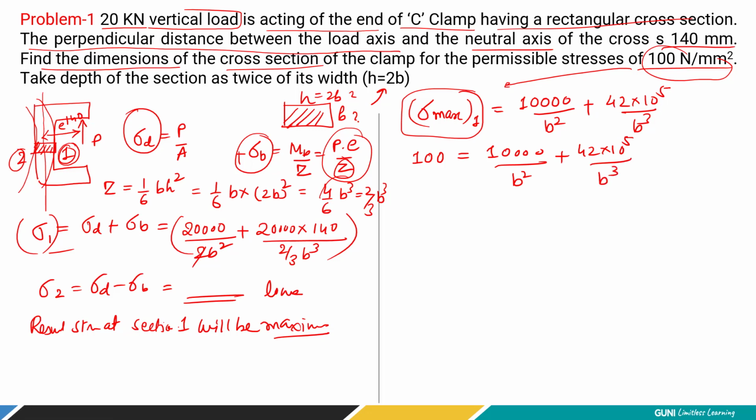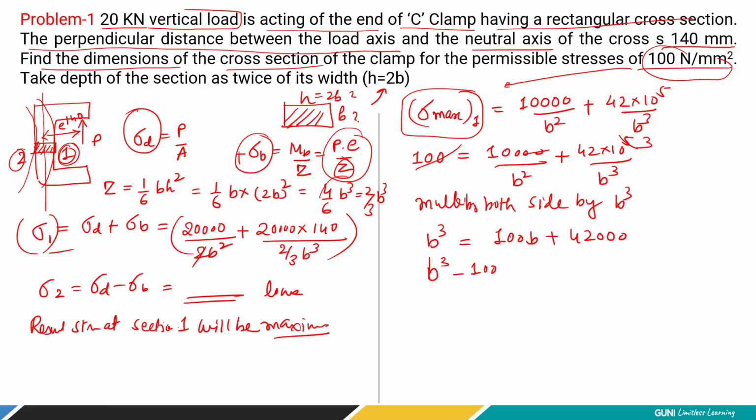Okay. Now let's simplify. Let's multiply B cube on both sides. So multiplying both sides by B cube, right? So this becomes, or simply let's cancel out. Before that, let's cancel by 100. Okay. So this 2 has gone and this becomes 3. Okay. So here it will be B cube. This is going to be 100B because of cancellation of B cube and into B, plus this is going to be 40,000. Okay. Now let's simplify it. B cube minus 100B minus 42,000 is equal to 0.